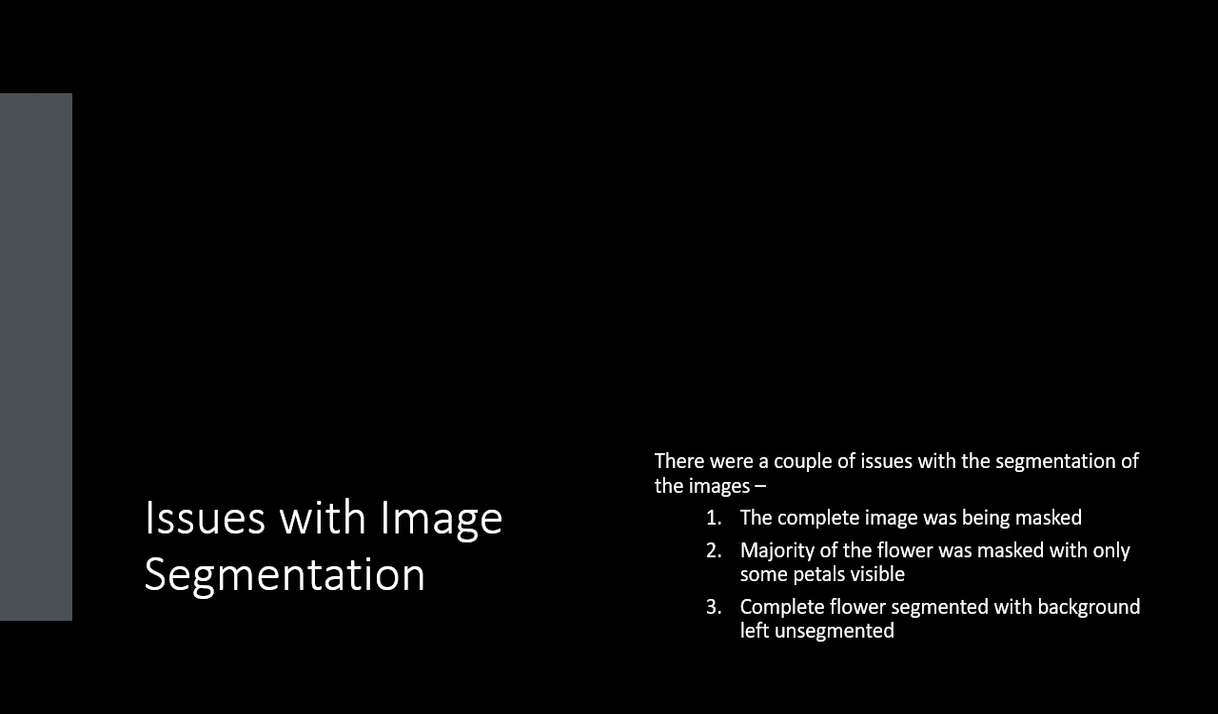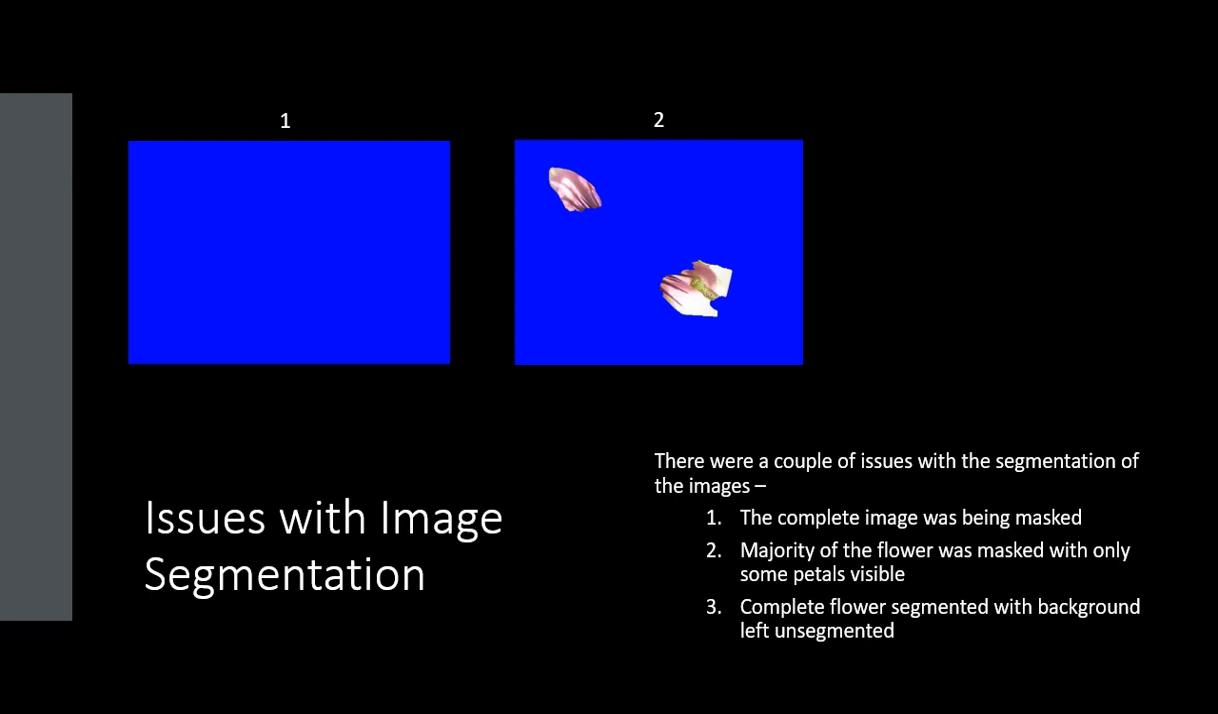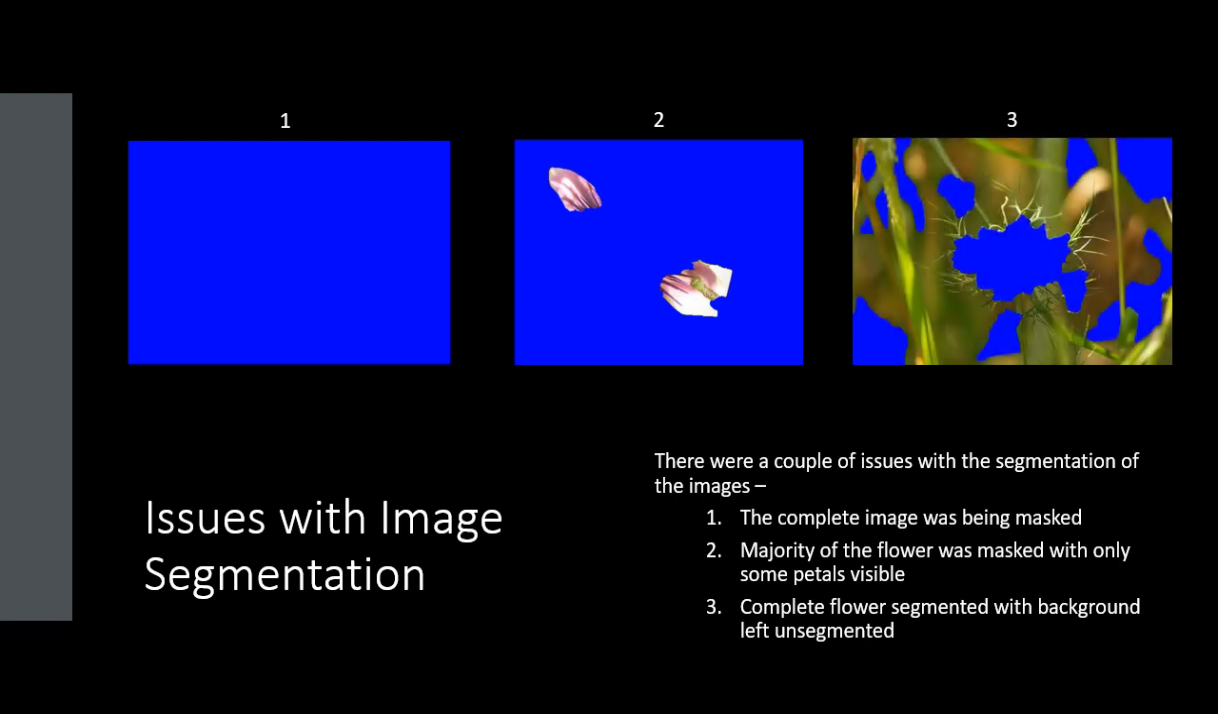On further exploration, we noticed that our images had a few issues. 1. The complete image was being masked. 2. Majority of the flower was missing with only a couple of petals visible. And 3. The complete flower was segmented with only the background left unsegmented. We created a function to drop those segmented images that had more than 85% of the area covered by the segmentation mask.